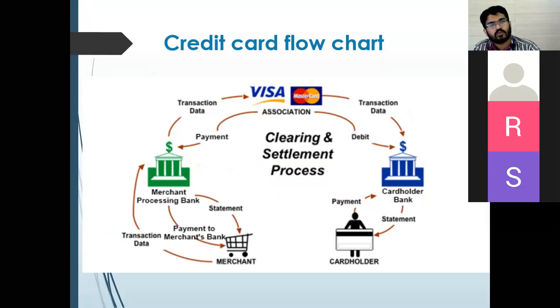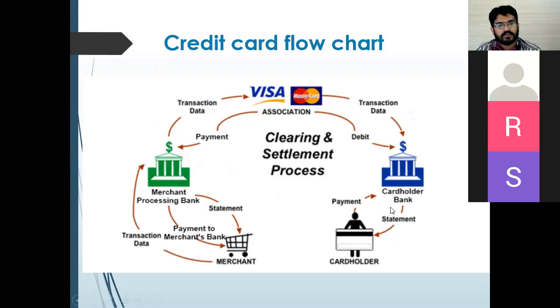So basically, it links the merchant bank, it's a processing bank mediator, and a cardholder's bank mediator. Basically it helps. The association is the one who authorizes, who makes the settlements and who authorizes the payments. So it is done at the association.